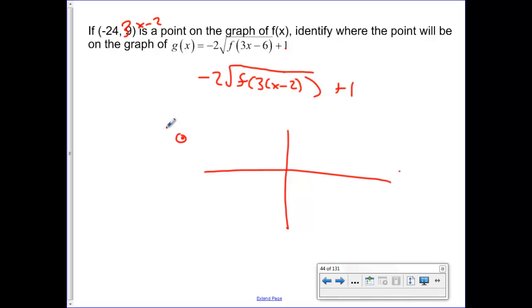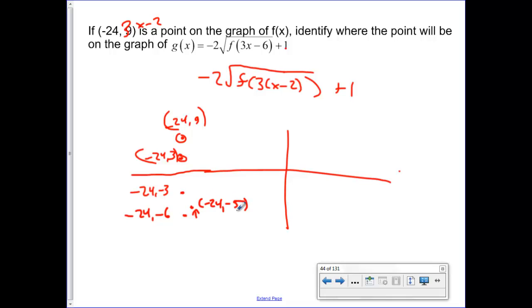The point was at negative 24, 9. I square rooted this thing, so that brought it down to negative 24, 3. So I made it smaller. And then I flipped it over the axis, which made it negative 24, negative 3. Made it twice as tall, which made it negative 24, negative 6. Then I moved it up 1, which brought it to negative 24, negative 5.